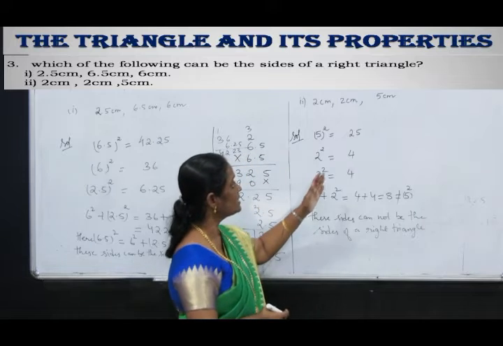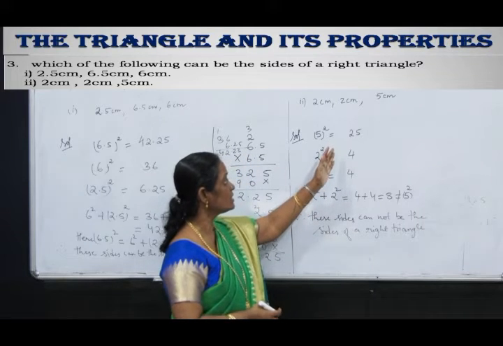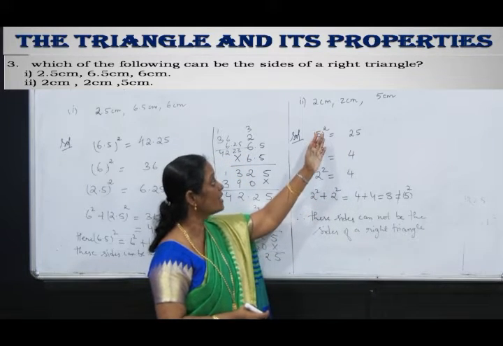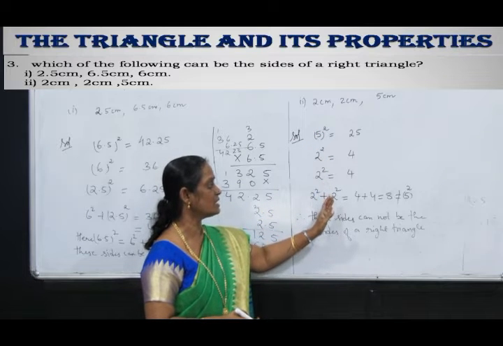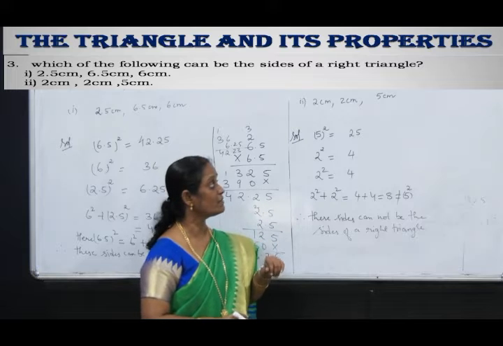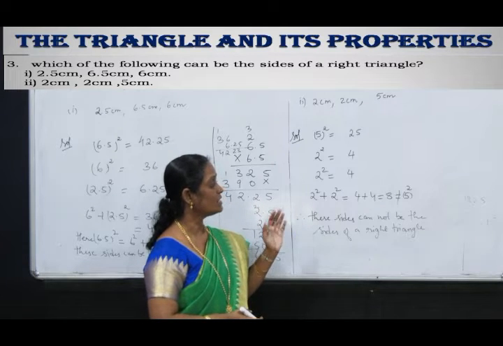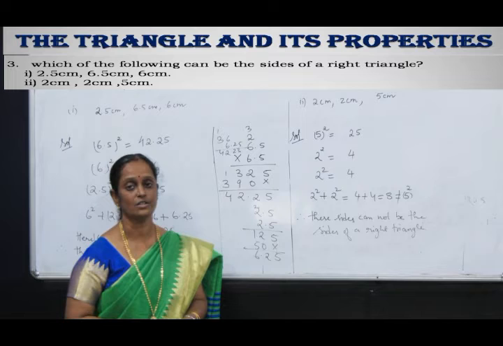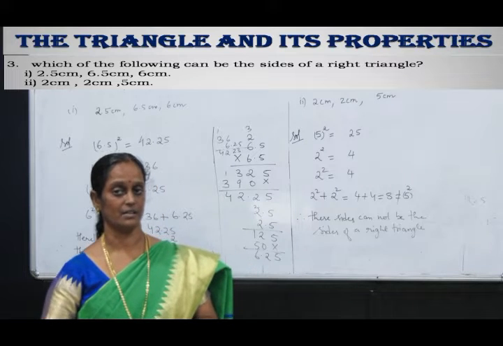So here the longest side is 5 and the square of the longest side is 25, and the sum of the squares of the other two sides is 4 plus 4, 8. It is not equal to the square of the longest side, 5, that is 25. So this cannot be the sides of a right angle triangle.